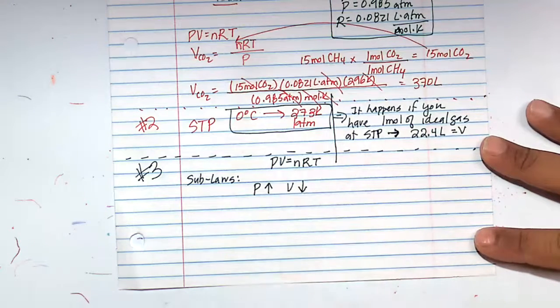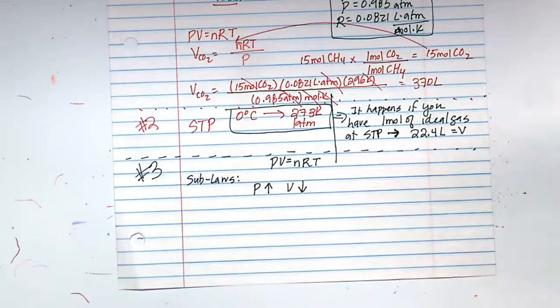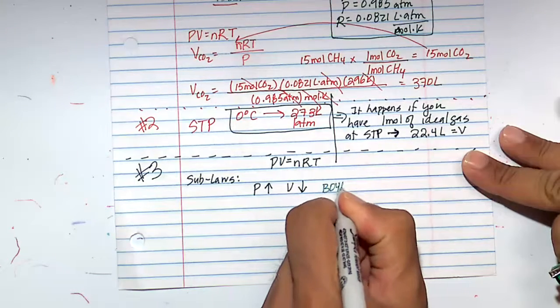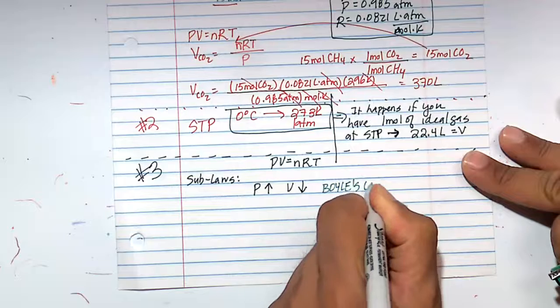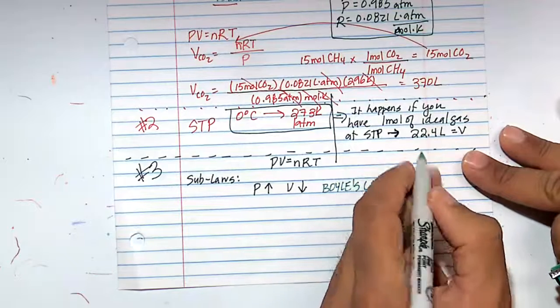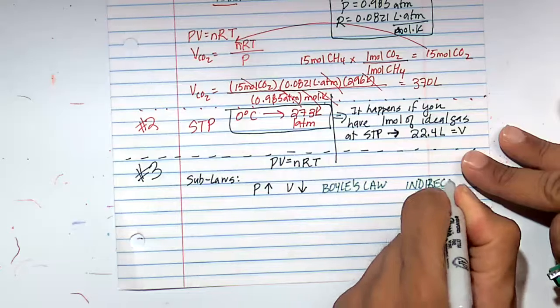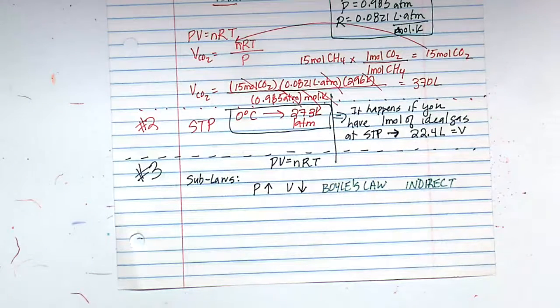This is called Boyle's law, and it's the only one that we study that's indirect. As one goes up, the other goes down. It's the only one that's indirect. The other ones are direct.